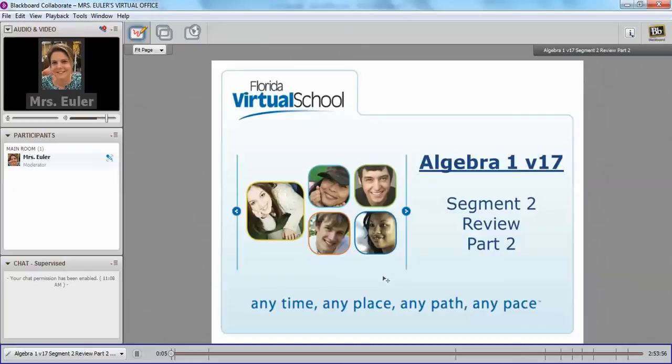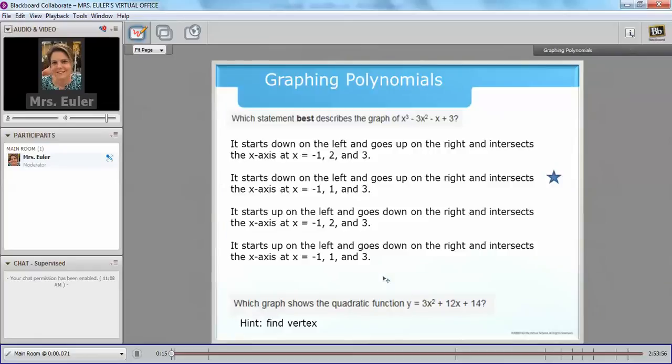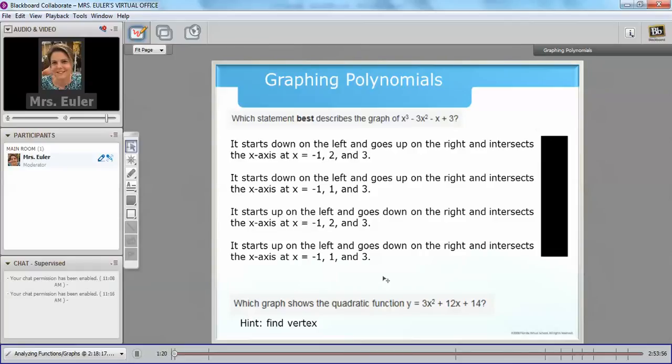We're going to do a review of Segment 2 in your Algebra 1 course, focusing on Part 2 of your segment exam. Remember that this section of the exam is multiple choice, and some of the choices that we go through are going to have the multiple choices here, and some of them will not. But we're going to go through the concepts in each of them.